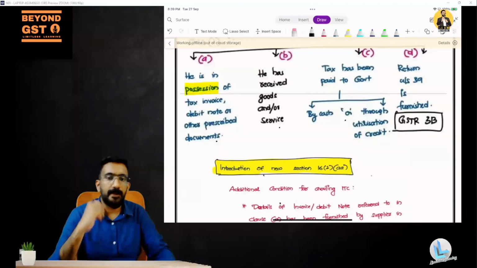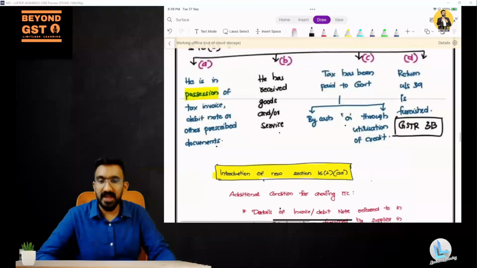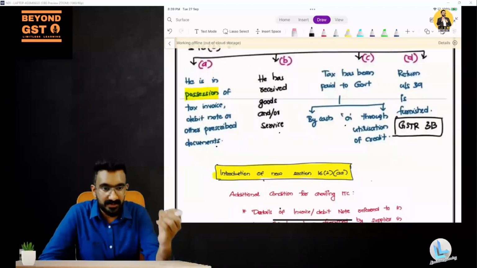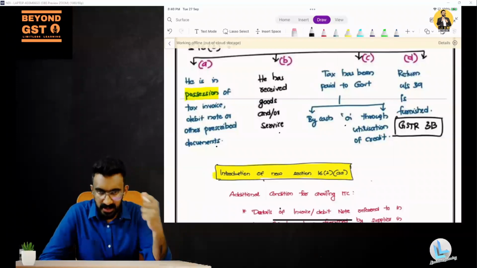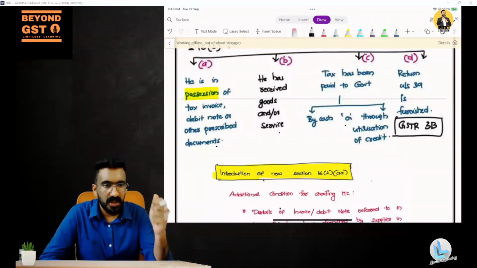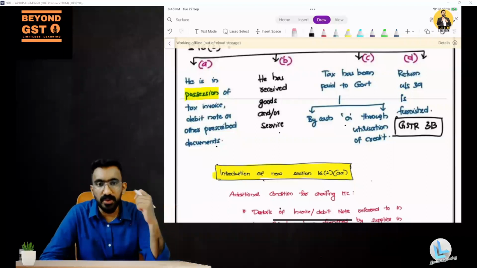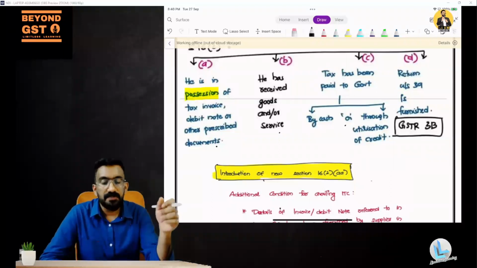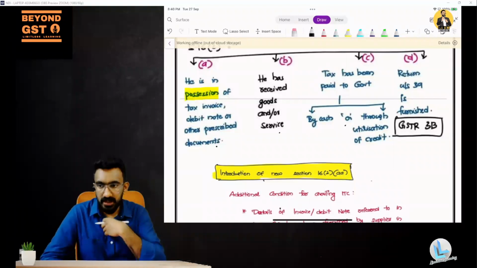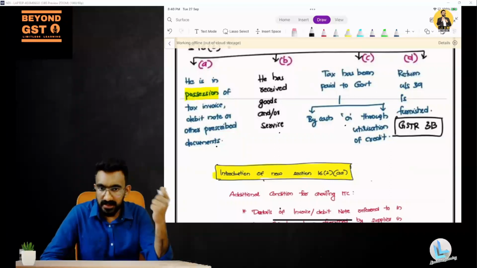Now, they are saying that it is not enough that the person who is purchasing the product or the service paid the taxes to the supplier. The supplier also has to pay to the government for you to take credit. Also, however much credit you want, you will have to mention it in your 3B. So you have to claim the ITC in your 3B for you to take the credit.